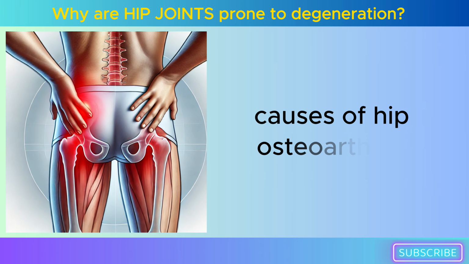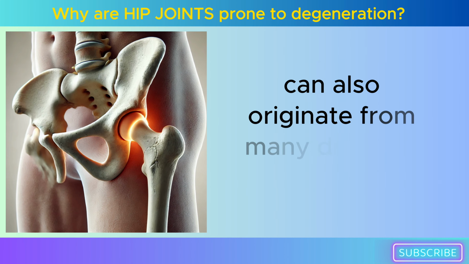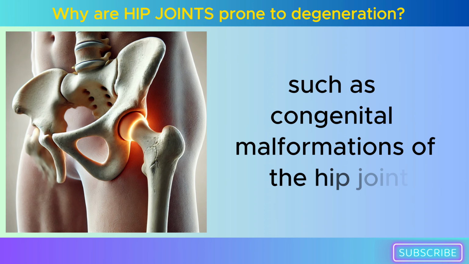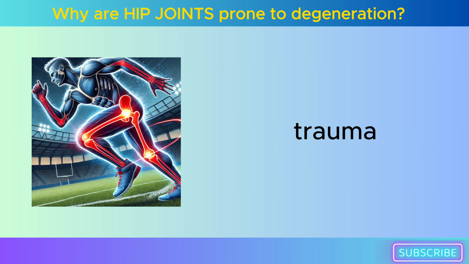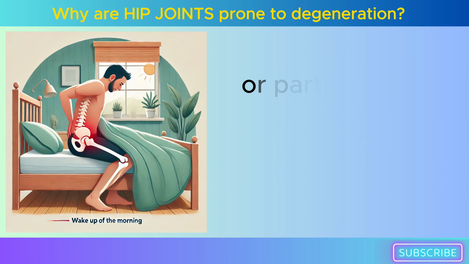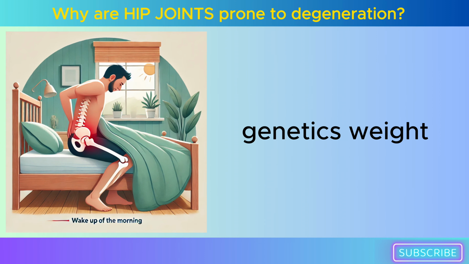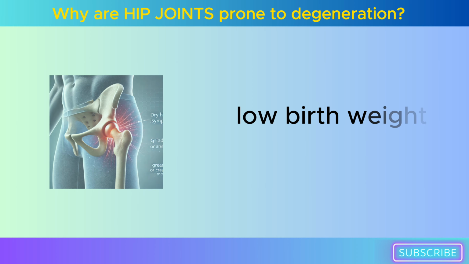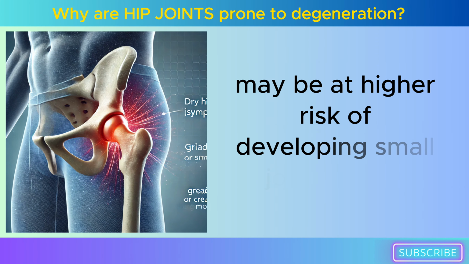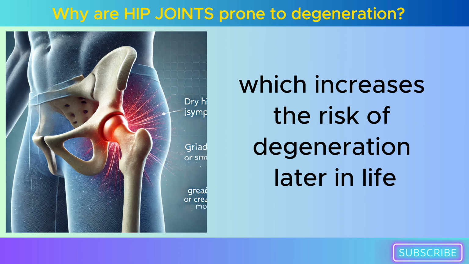Causes of hip osteoarthritis. In addition to aging, the disease can also originate from many different causes, such as congenital malformations of the hip joint, trauma, vigorous physical activity, excessive exercise or participation in sports that can cause joint damage, genetics, and weight. Low birth weight: premature or underweight babies may be at higher risk of developing small joint defects, which increases the risk of degeneration later in life.